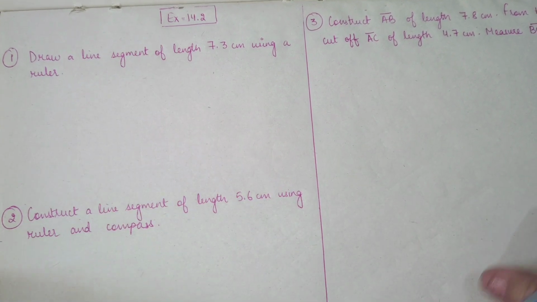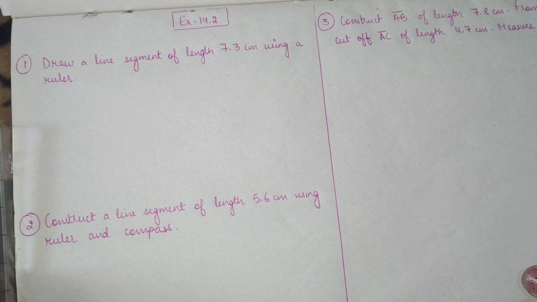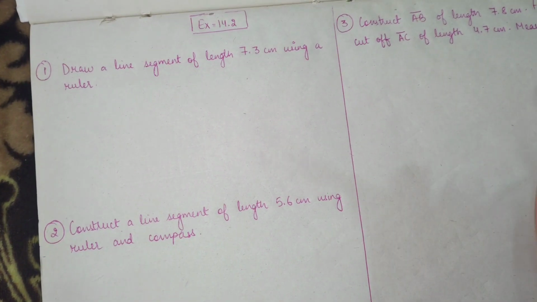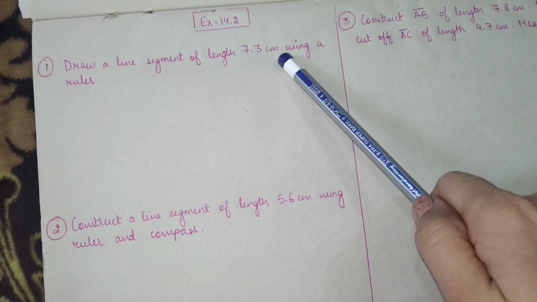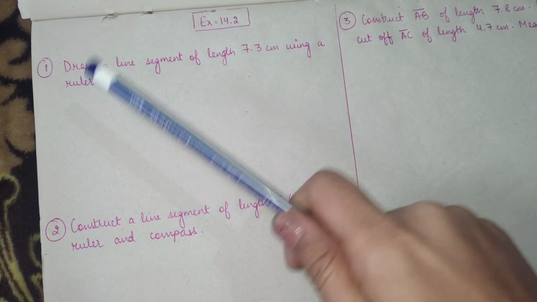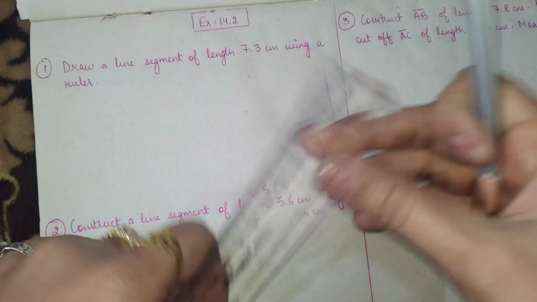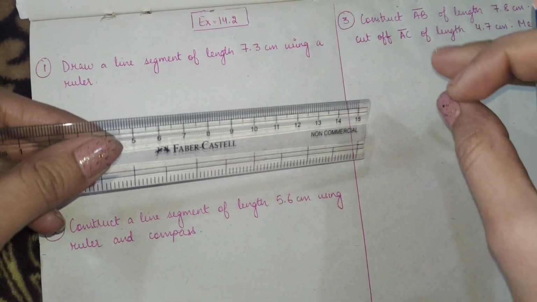So we'll start with exercise 14.2 today. Question 1. It says draw a line segment of length 7.3 centimeter using a ruler. So you'll be requiring one ruler and a pencil. Just a ruler and pencil.